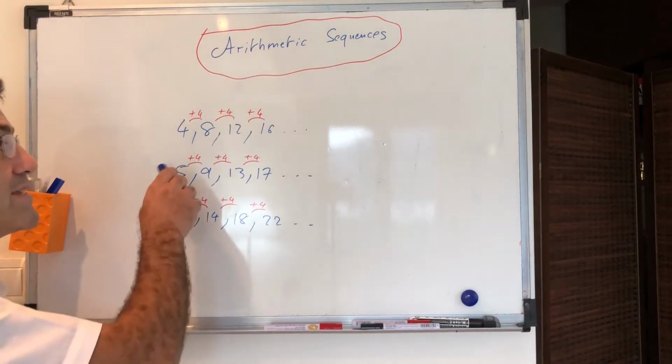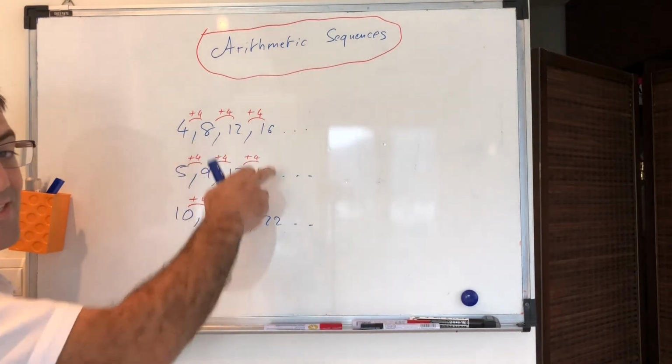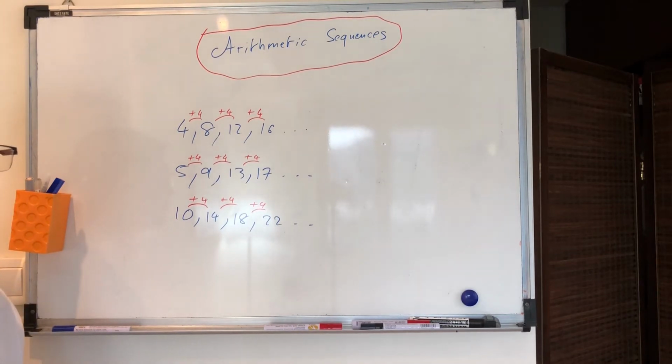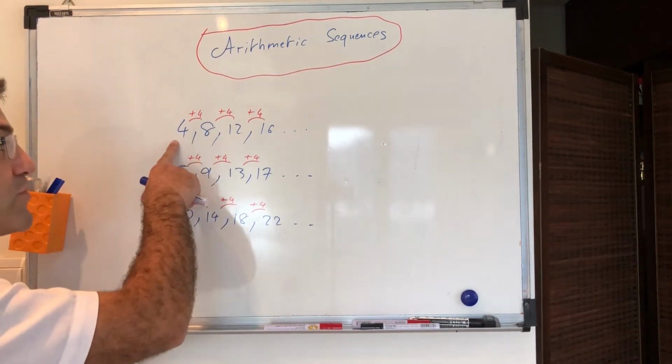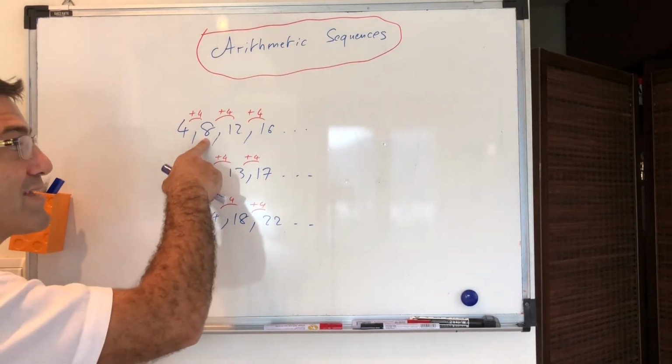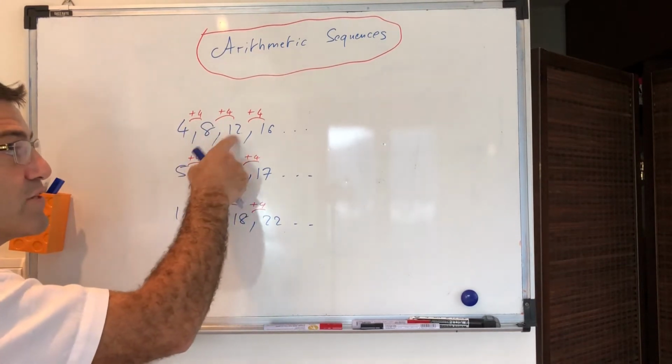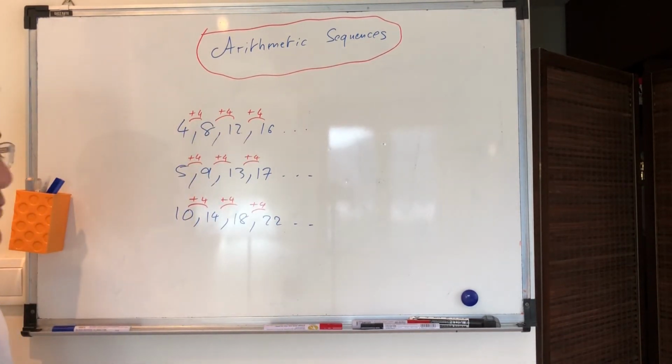For example, this is the 4, 8, 12, 16 sequence, and it's a plus 4, plus 4, plus 4 sequence. What we call the common difference is 4, because if you do 8 minus 4, you get 4. If you do 12 minus 8, you get 4. If you do 16 minus 12, you get 4. So the common difference is 4.